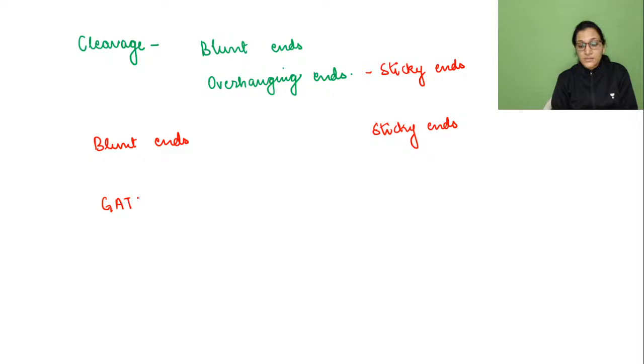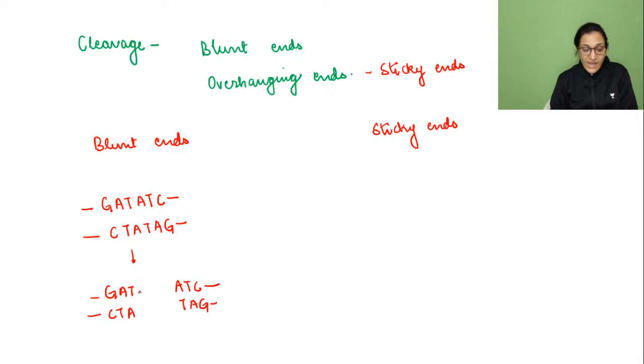So like this it is: GATATC. If this is going to be broken down, it can be broken down into GAT and ATC, with CTA and TAG on the other strand. Can you see any hanging single or triple nucleotide? No, nothing is hanging. So this is a kind of blunt end.